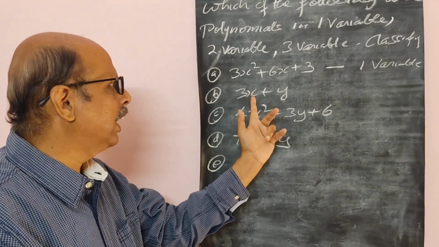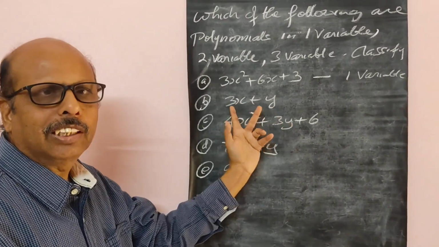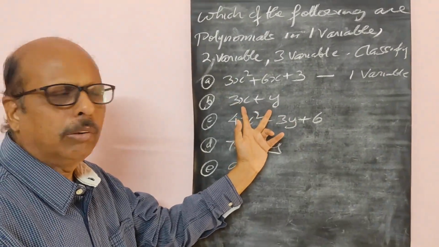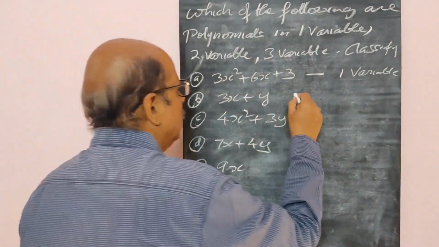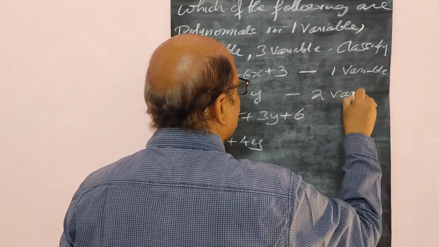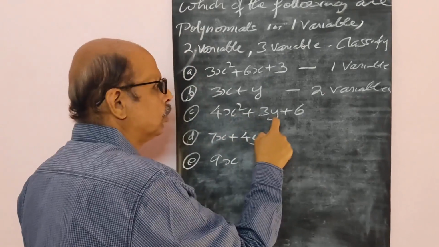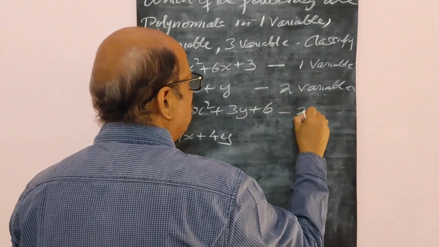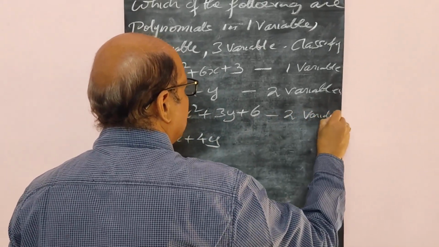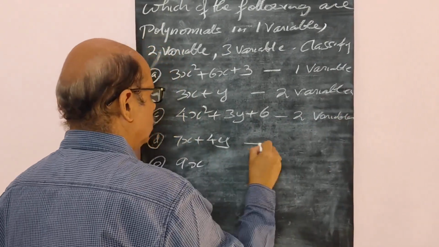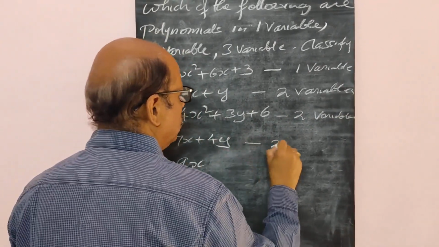Here I have used x, I have used y also. It is an algebraic polynomial in two variables. It's two variables. Here I have used also 2 here. So 2 variables. Here also I have used 2 variables.